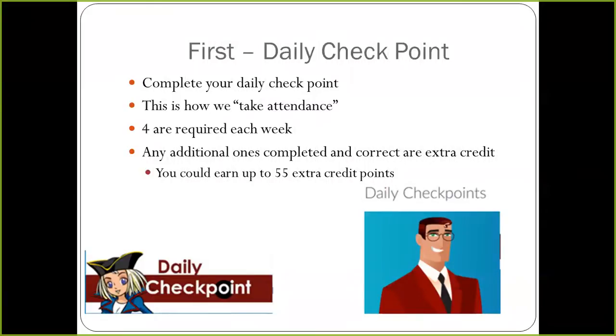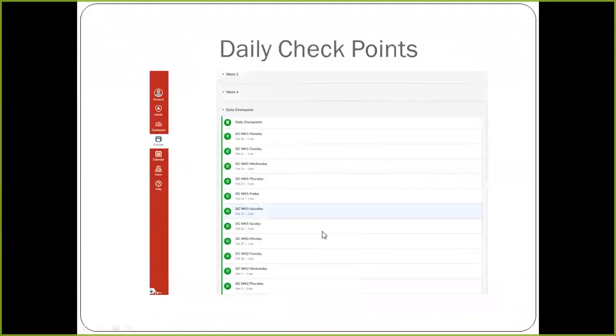You are required to complete 4 daily checkpoints per course each week. Any additional daily checkpoints that you complete with a correct answer will allow you to earn extra credit points. Depending on your instructor and your course, you could earn up to 55 extra credit points. Let's take a look at your first daily checkpoint for your first course. On Monday, the first day of school, you want to check out DC WK1 Monday.